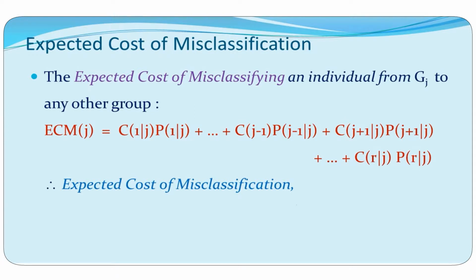Now, the ultimate expected cost of misclassification over all groups would be ECM, which is p1 into ECM1, etc. up to pR into ECMR. This is because we look at p1 is the probability of coming from the first group, and ECM1 is the expected cost of misclassification of an individual coming from the first group. Similarly, pR is the probability of coming from the Rth group, and ECMR is the expected cost of misclassification of such an individual.